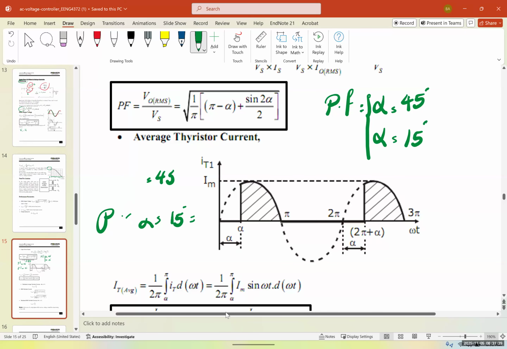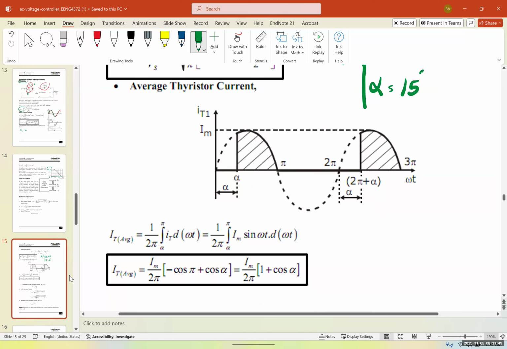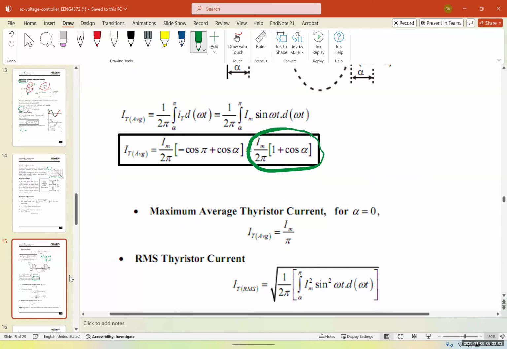Now, to find the average thyristor current, again, we will find the area because we want to find the average current under the curve. And for that, IT average is going to be 1 over 2 pi, integral from alpha to pi of IT d omega t. And when we simplify that, we get to this equation. The thyristor current average is going to be Im over 2 pi times 1 plus cosine of alpha. And the maximum average thyristor current for alpha equal to 0 is going to be equal to Im over pi.